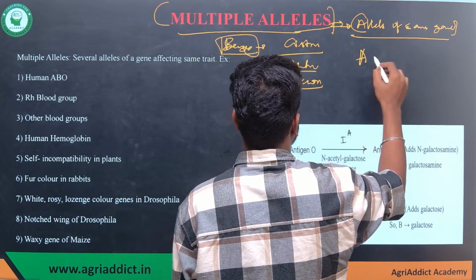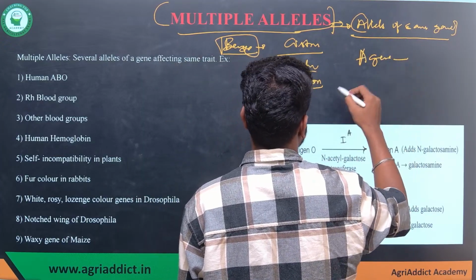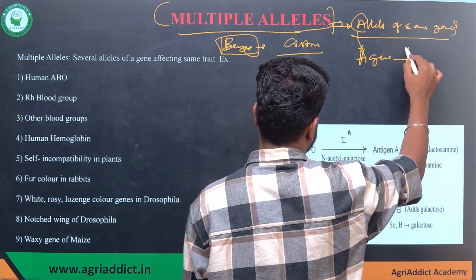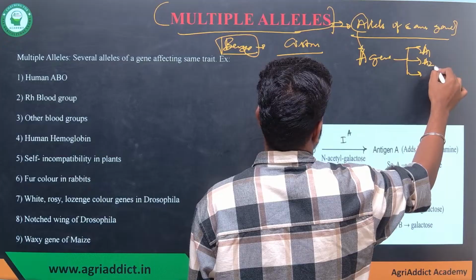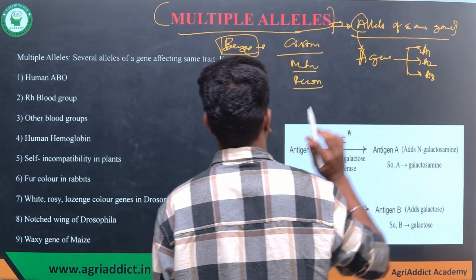If I talk about A as a gene, that means if I say that the A gene has multiple alleles, I'm saying that it has more than two alleles. Then they can be noted as A1, A2, A3 or any number. Okay, that's how it is.